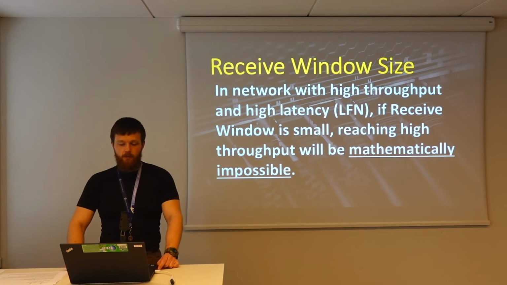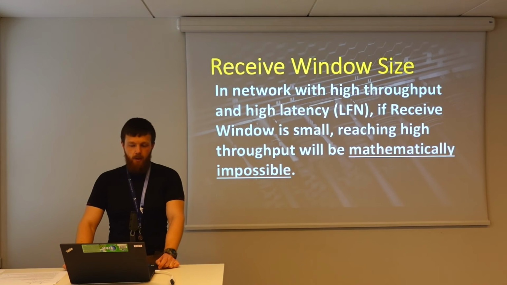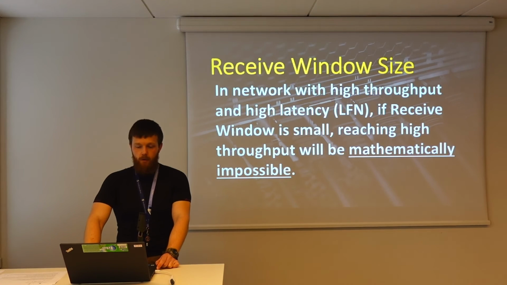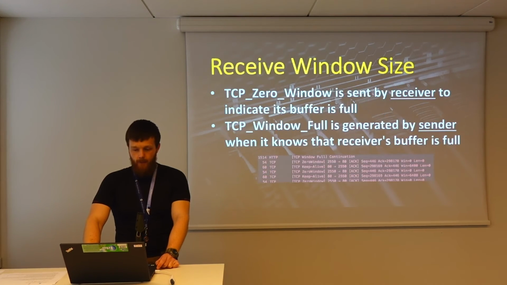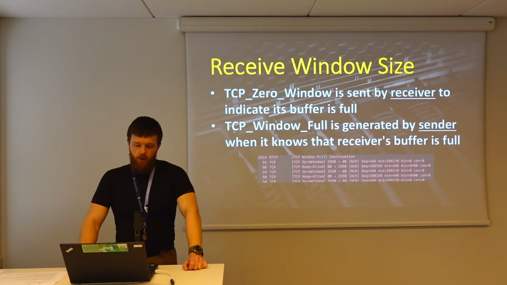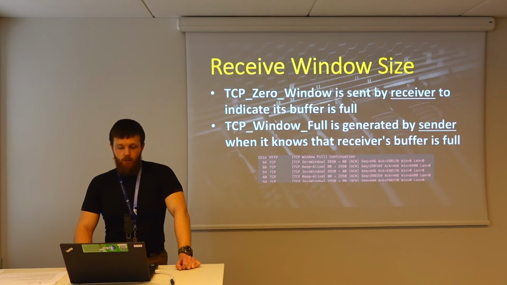If you have slow transfers and you cannot figure out what's happening, check the window size. A small receive window size will prevent you from reaching high throughput. And this is an example of how it looks in a Wireshark trace when the receive window size is filled up, when the receiver's TCP buffer is full.